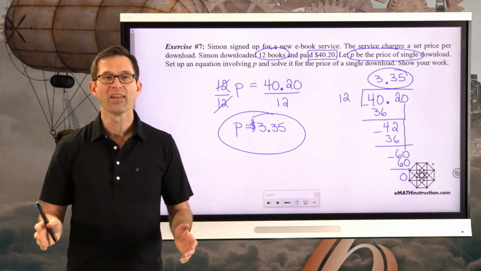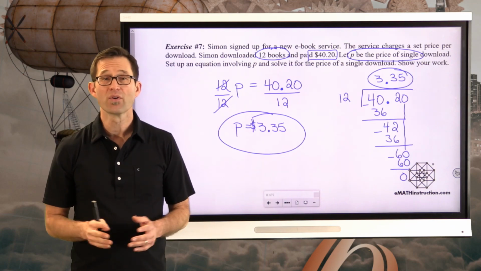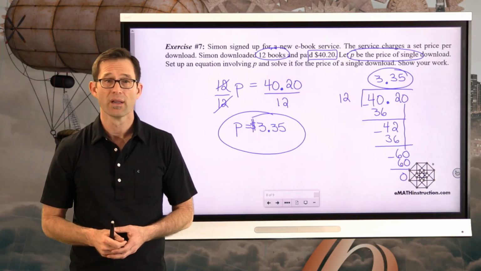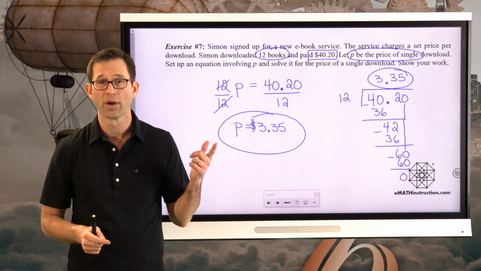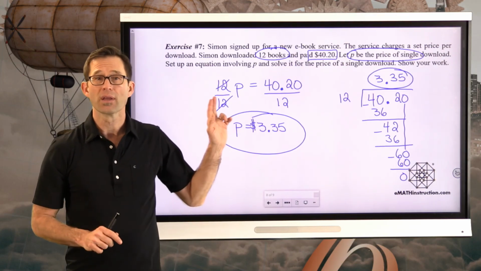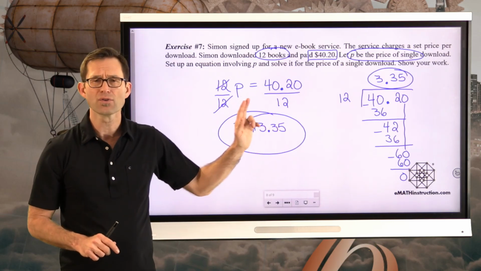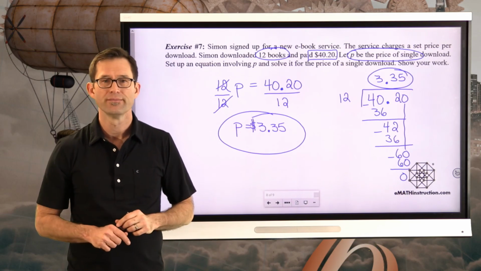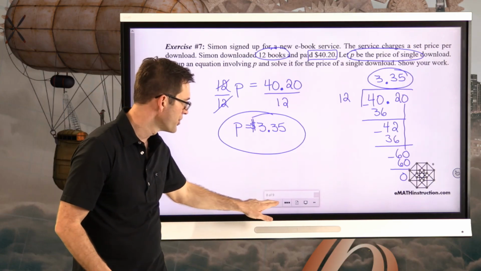All right. And again, I get it. You know, you could easily say, well, look, if I know the total amount, and I know I bought 12 books, then I'm going to divide the total by 12 to get my price per book. I get it. But again, what we want to see is how the algebra and sort of the arithmetic follow each other. All right, let's wrap this up.